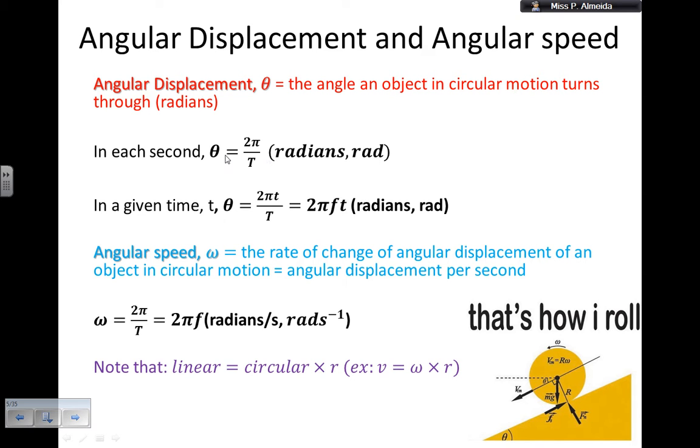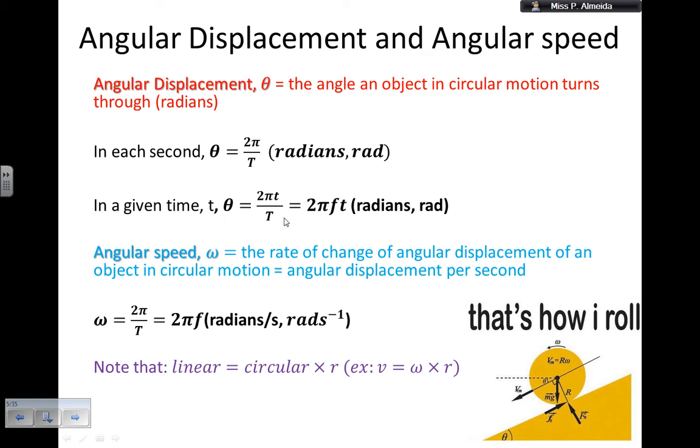So if I don't want to know in each second, but I want to know in any given time, small t, then my angular displacement will be 2 pi t divided by big T, the time of one rotation, the time period, okay? So it's the same as in 1 second, but I multiply it by the time t.